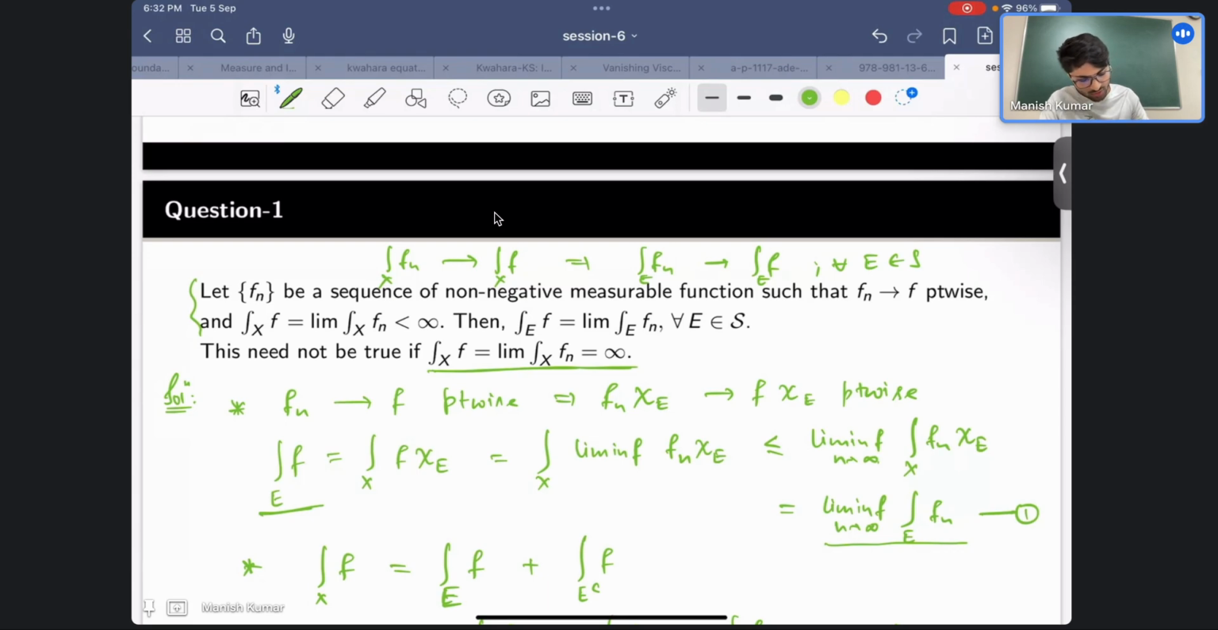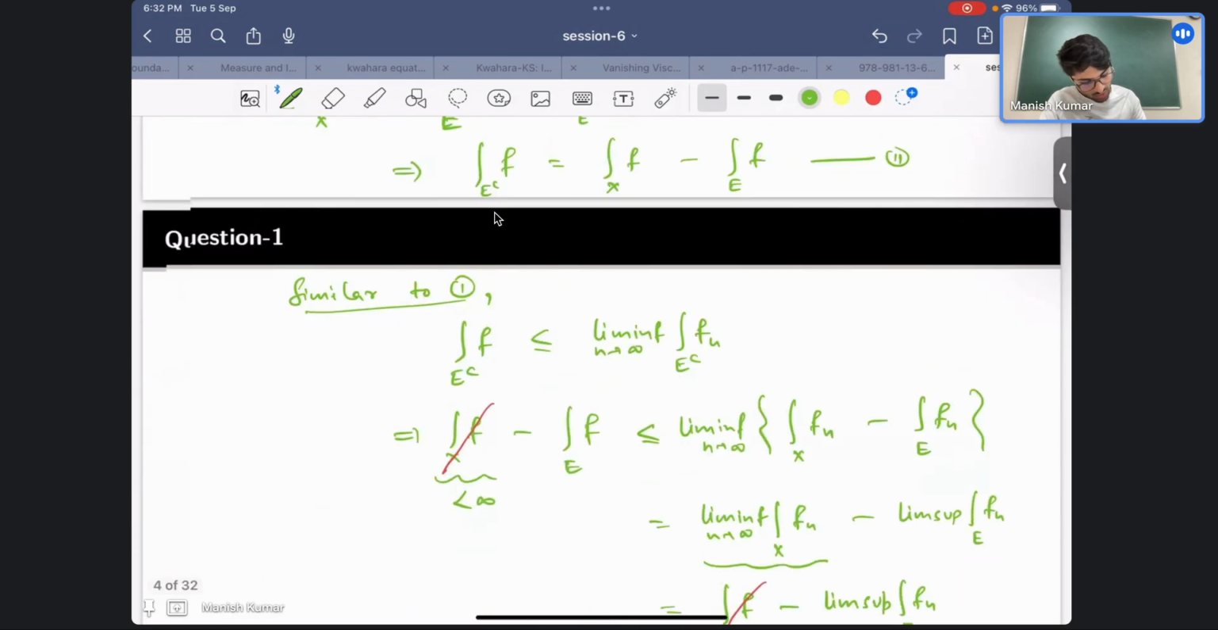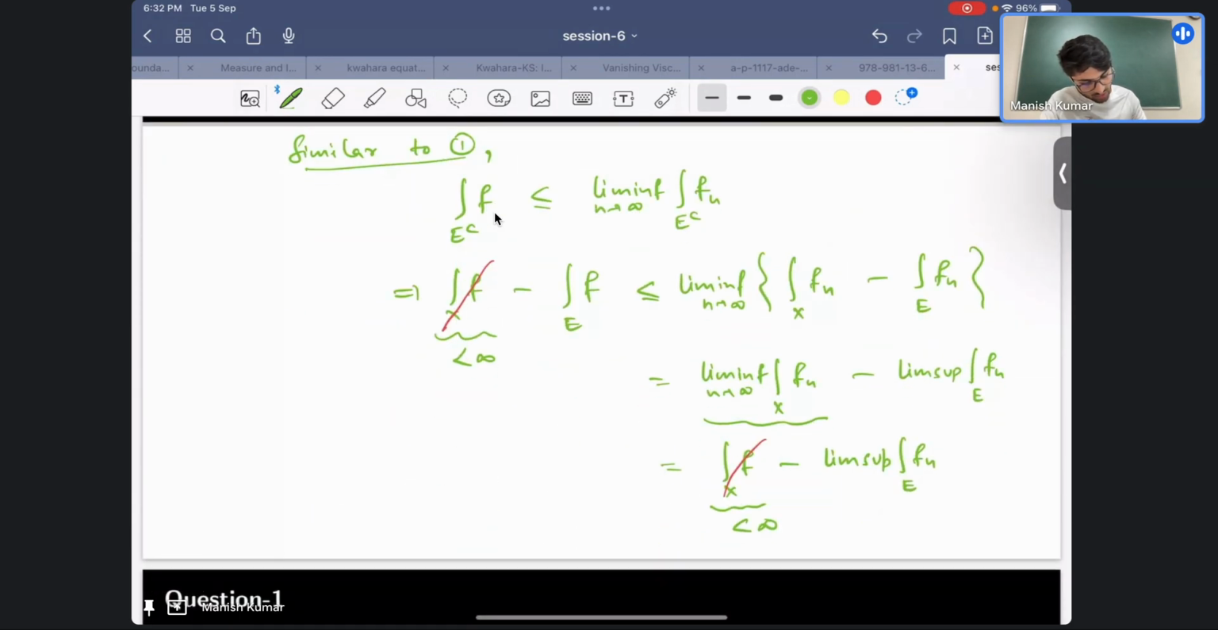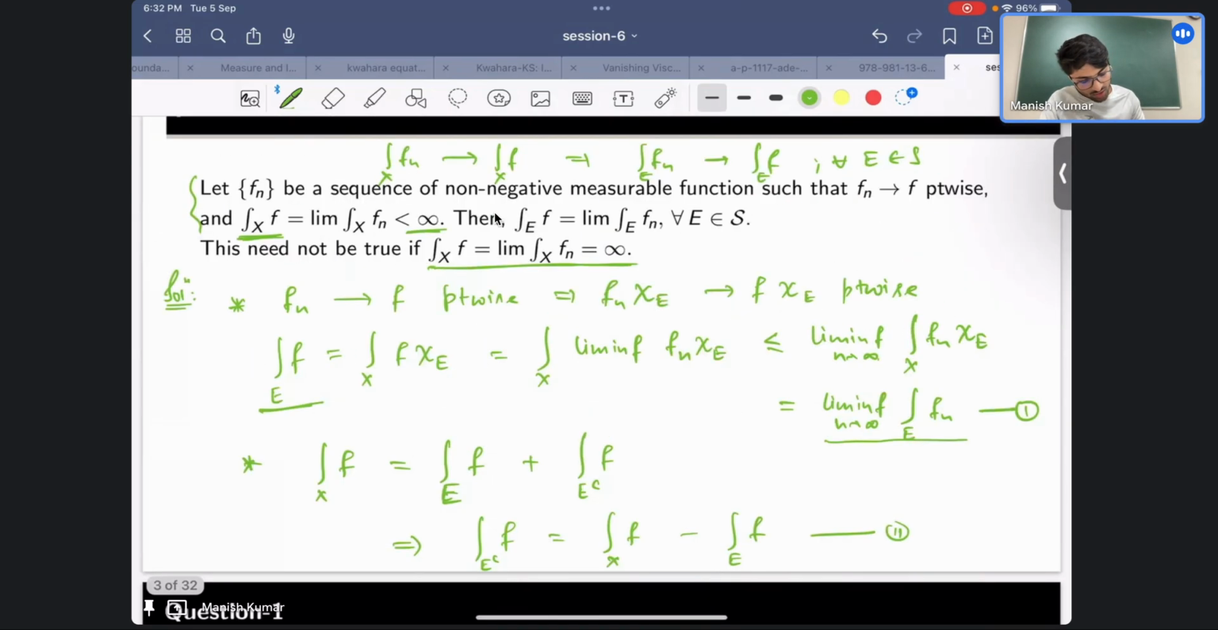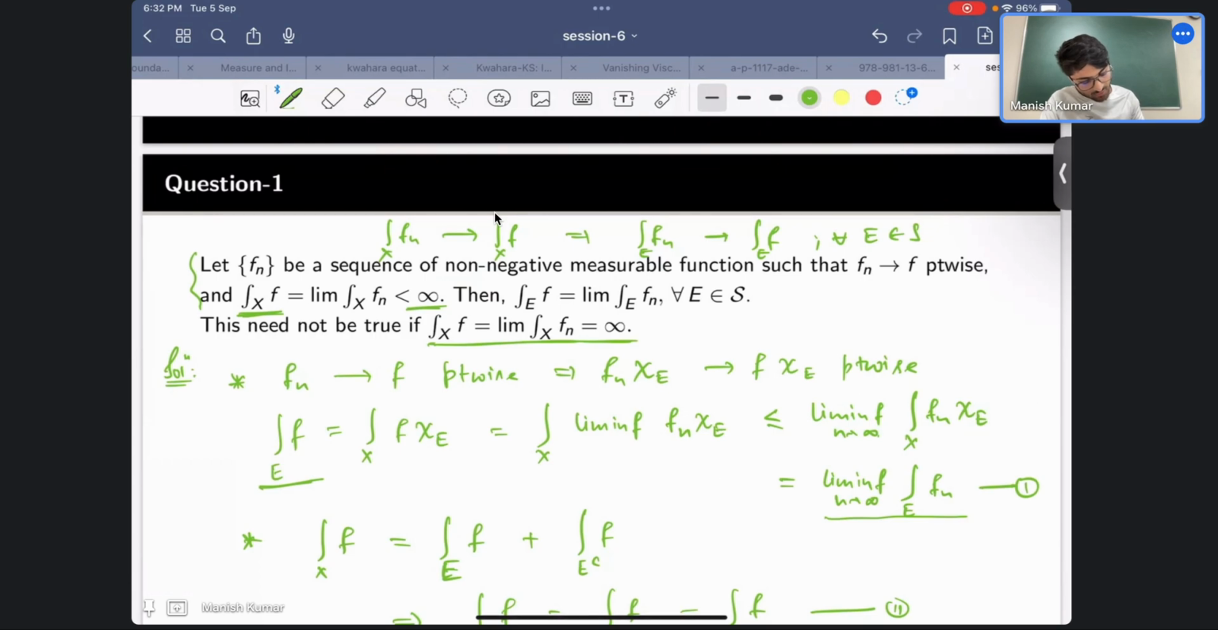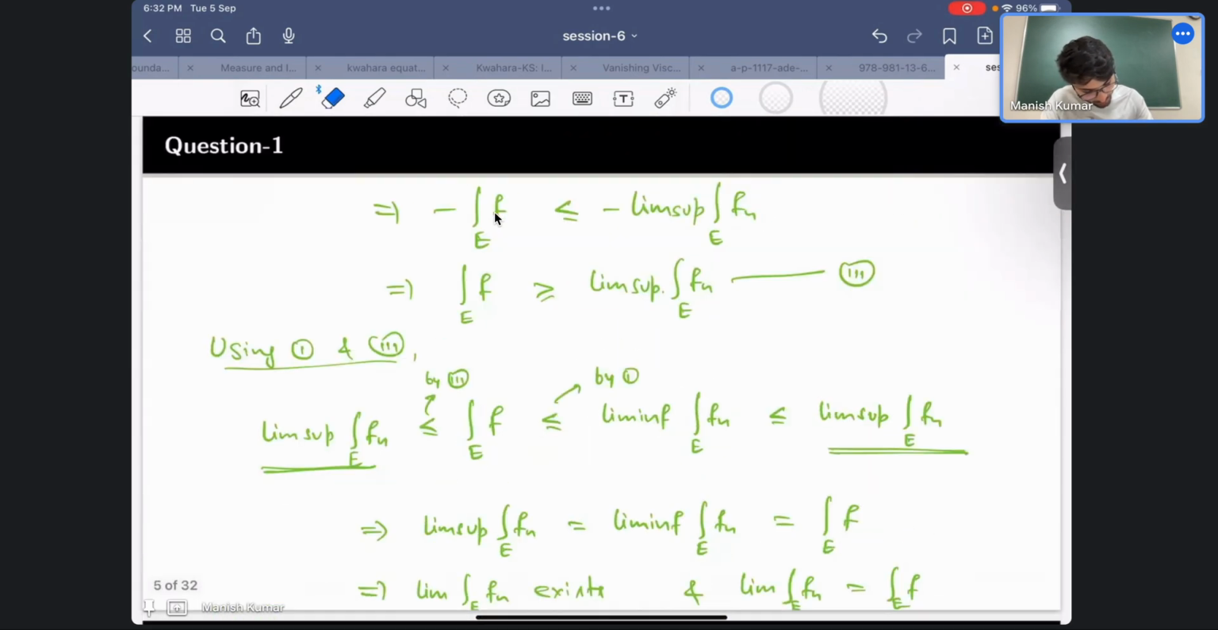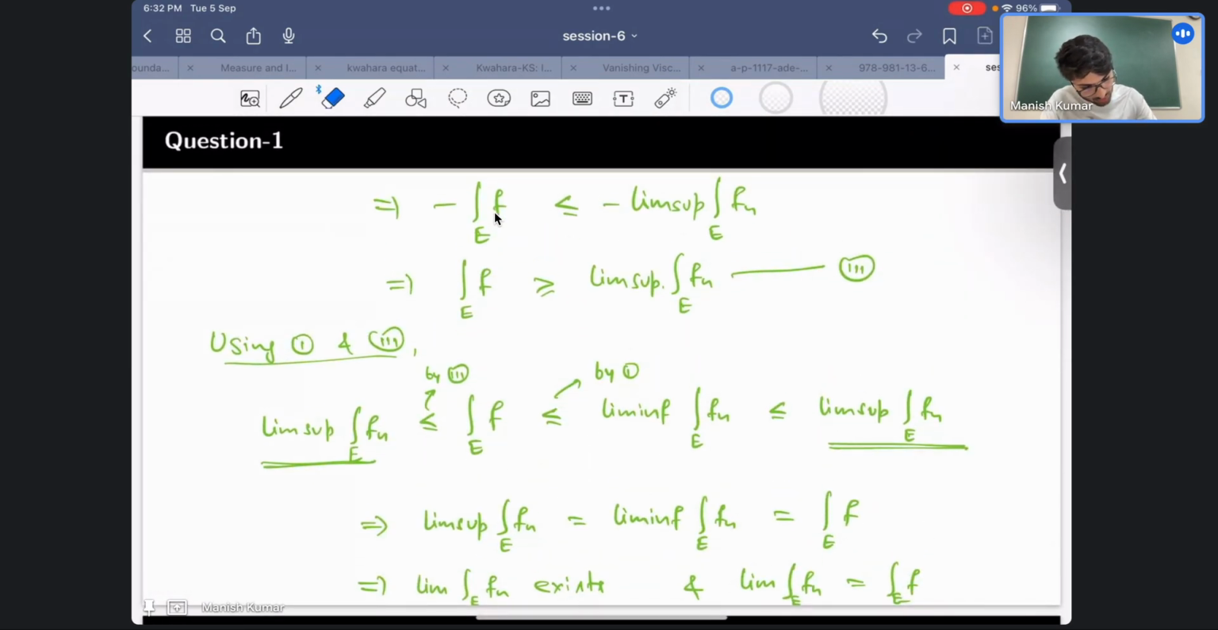But this was true when the integral of f was finite, right? Now the question is, will it be true when it is infinite? You can clearly see where we used this fact: we used it when we had to cancel this one. So the question is, will it be true if this is infinite? The answer is no, it will not be true, and I will show you how. So this is the counterexample for that.